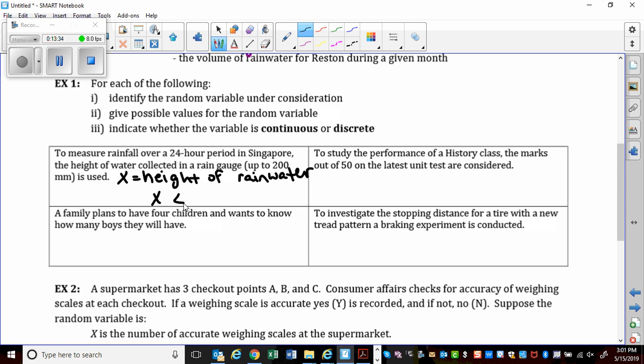X can be between 0 and 200, so I guess up to 200. This is going to be continuous.